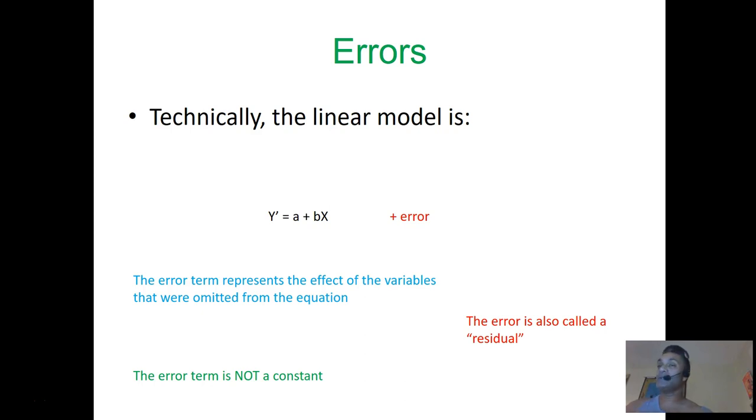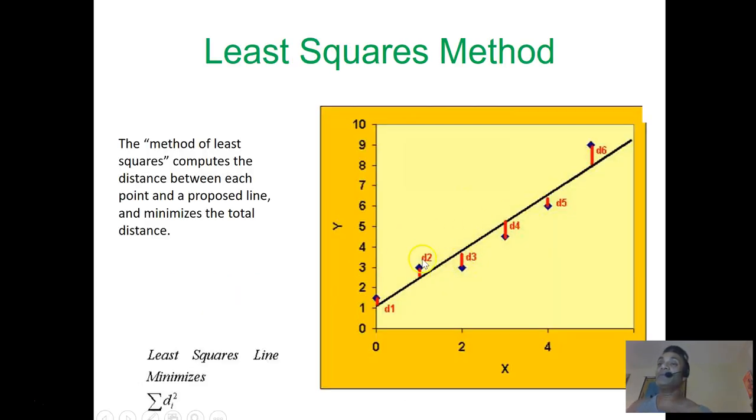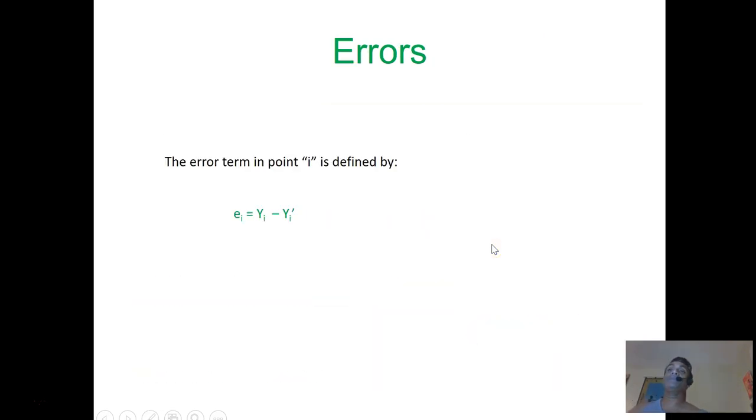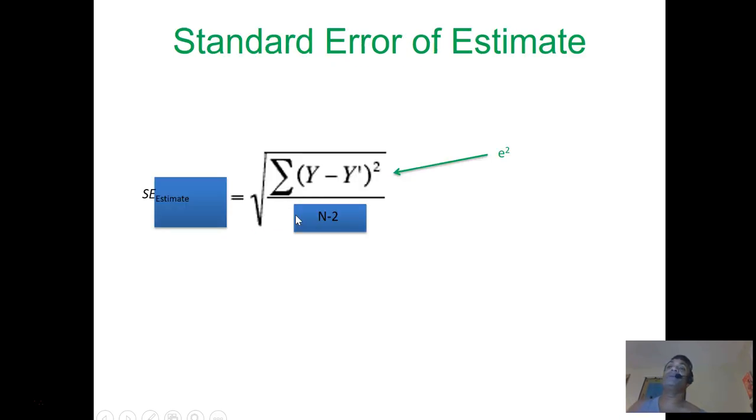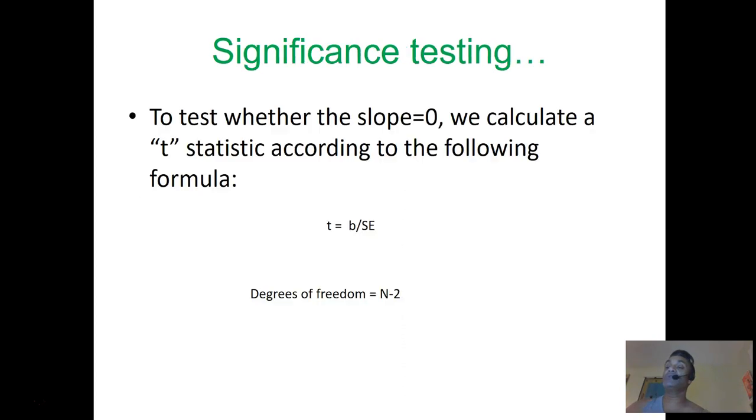The error term is not a constant. As you see here, if it was a constant, each of these lines would be the same length. They're not. So these errors are the actual y value minus the predicted y value. So we can compute a standard error of the estimate using that information. The standard error of the estimate is the sum of all the residuals squared divided by n minus 2 under the root sign. And with that, we can compute a t statistic.